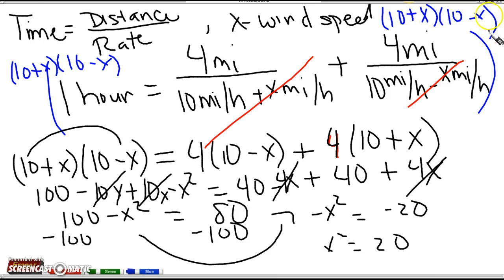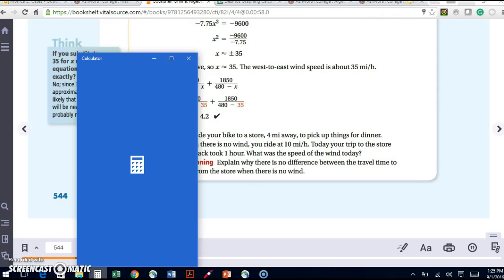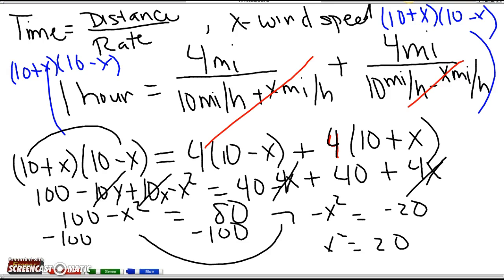Take the square root of both sides. Let's put it in our calculator to see what that is. I get 4.47. Plus or minus. We know it's dealing with rate, so 4.47 miles. Told you I would add it back, per hour. So the wind speed would be 4.47 miles per hour.